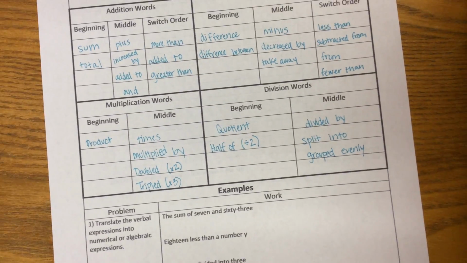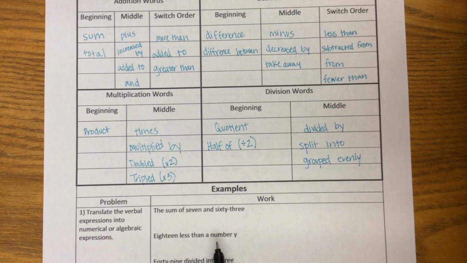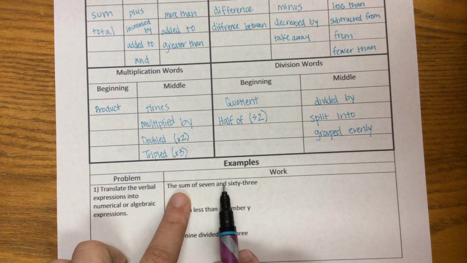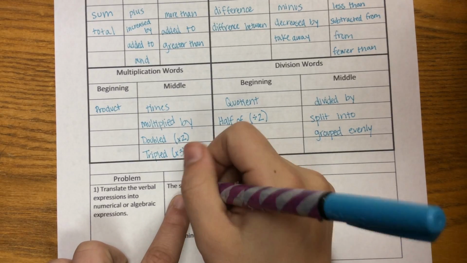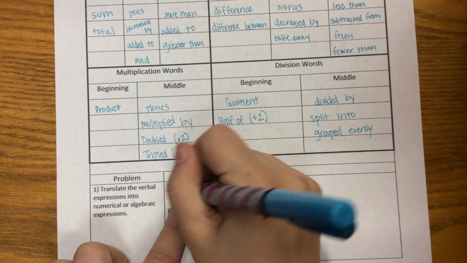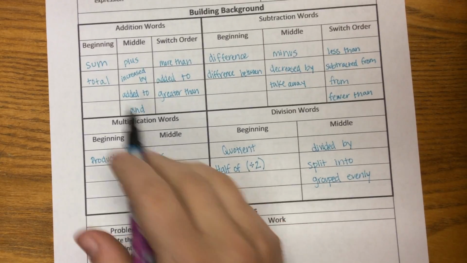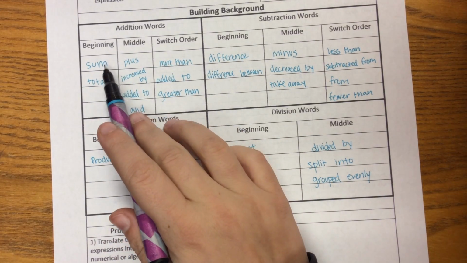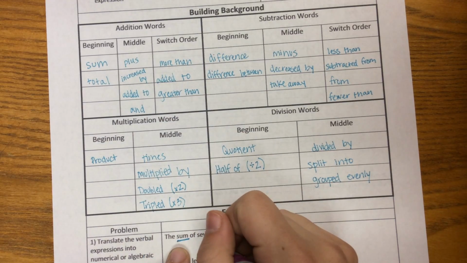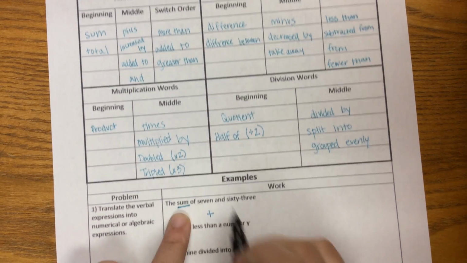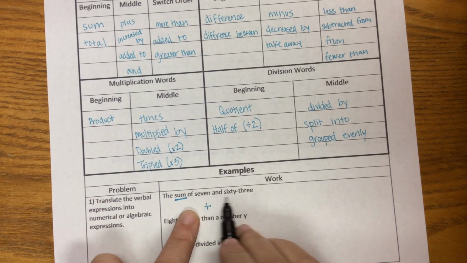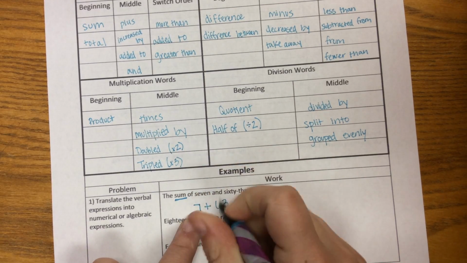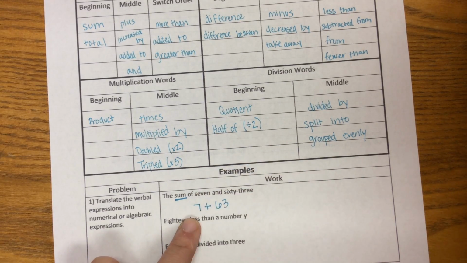We're going to take these words and we're going to put them into math. So it says the sum of 7 and 63. So our word is sum, so I'm going to underline that word. And sum, I'm going to try and find, and that is addition. And it came at the beginning, so we're going to add. And what two things am I going to add? I'm going to add 7 and 63. So 7 and 63.